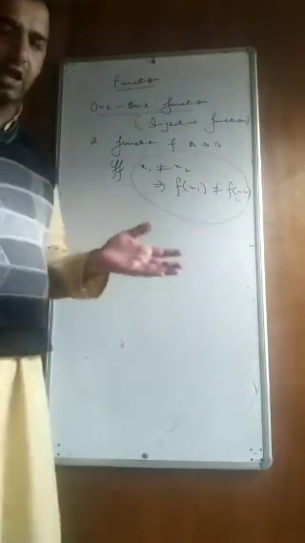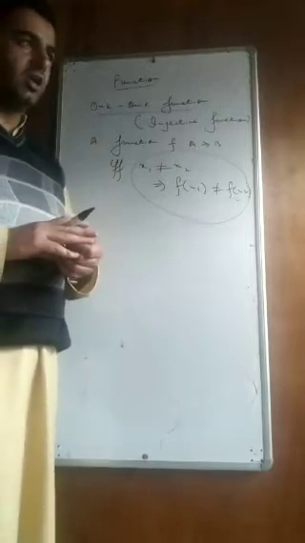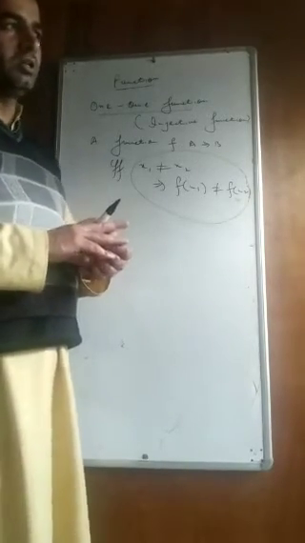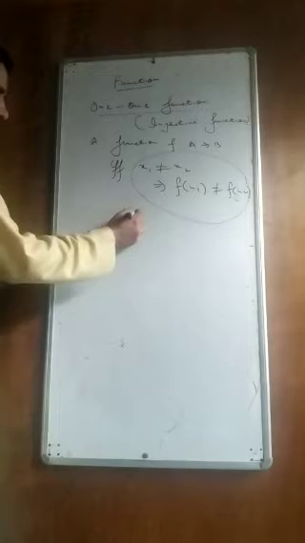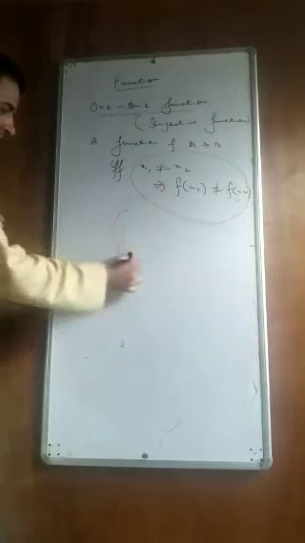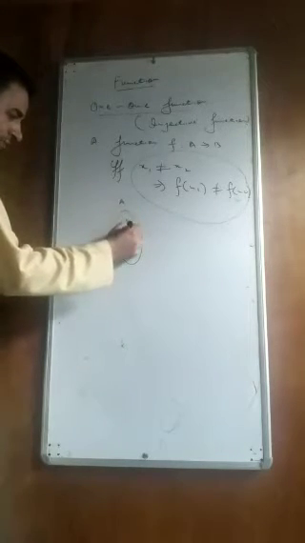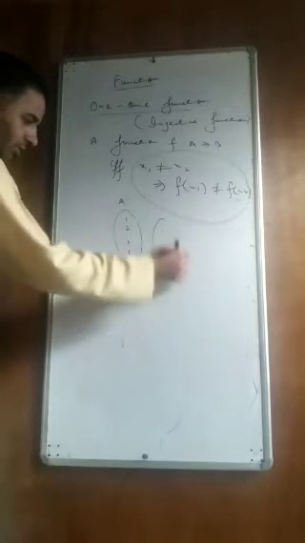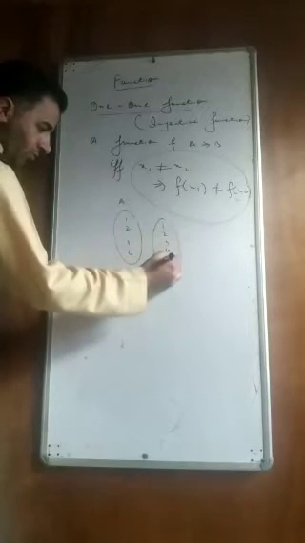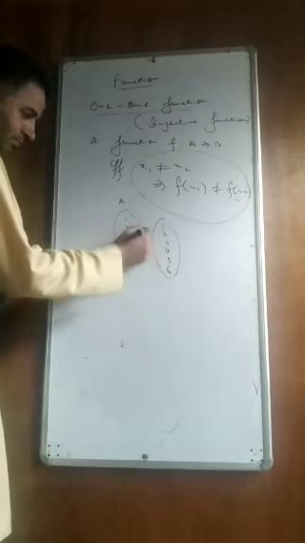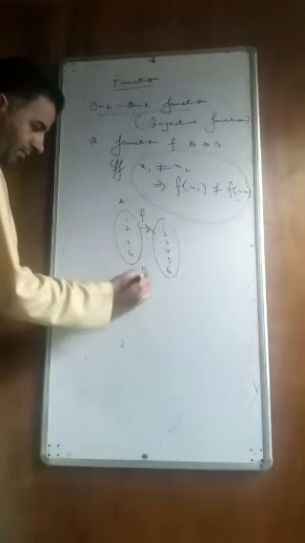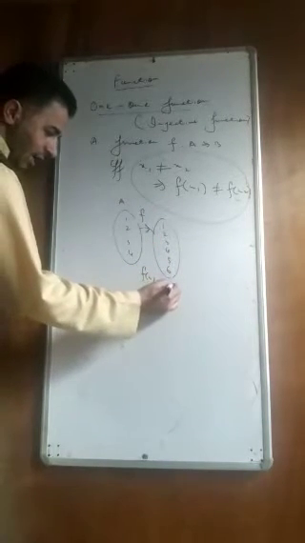Means a function f of x is said to be one function if distinct elements of A have distinct images in B. For example, आपके पास function है, if I write here, it is set A 1 2 3 4, it is 1 2 3 4 5 6, it is here f, and f is defined by f of x is equal to x plus 1.